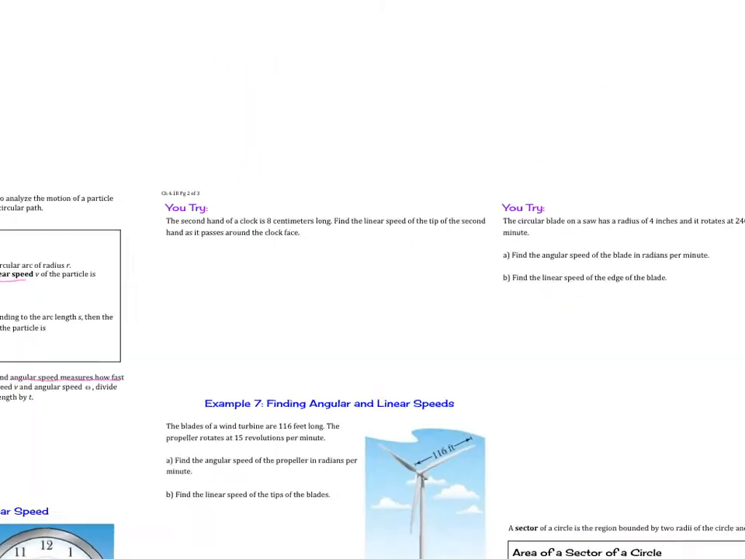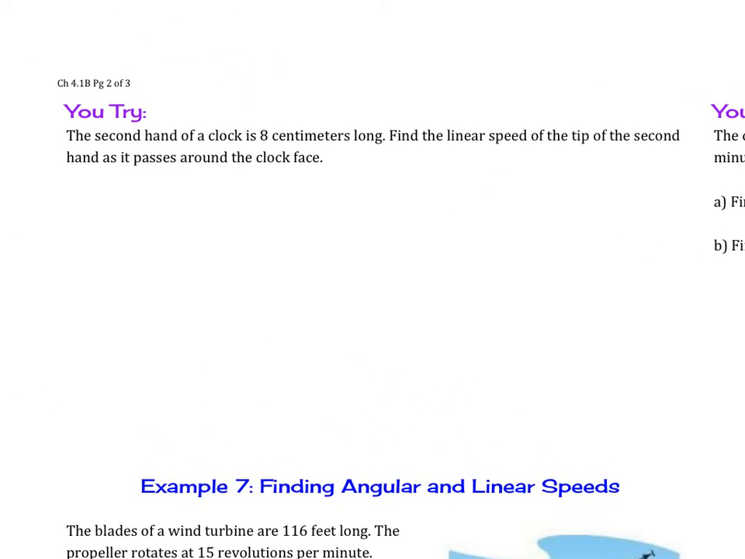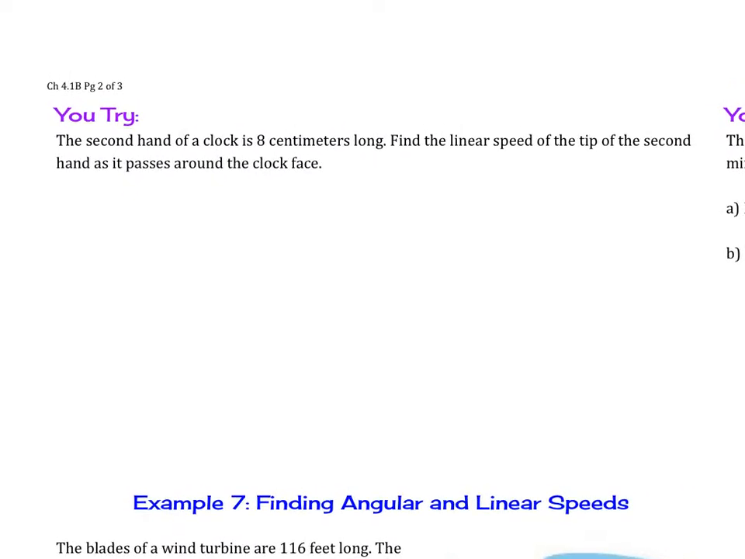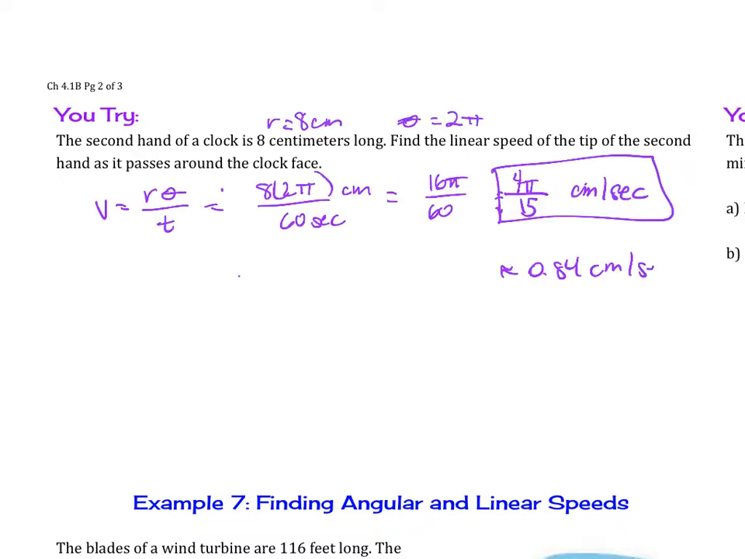So try the example. The second hand of a clock is 8 centimeters long. Find the linear speed of the tip of the second hand as it passes around the clock face. If you tried it out, r is 8 centimeters. We went around one full circle, 2 pi over 60 seconds. So it ends up being 16 pi over 60, or reduces to 4 pi over 15. That's what you would leave it in for me. And if you plugged it into a calculator, like if WebAssign wants a precise answer or around a decimal place, then you would get 0.84 centimeters per second.